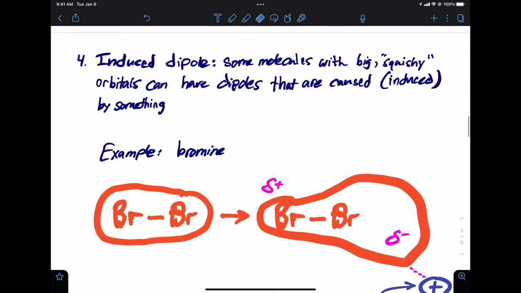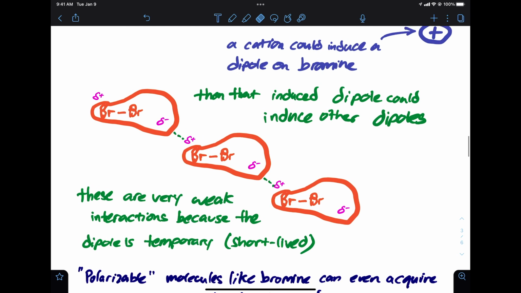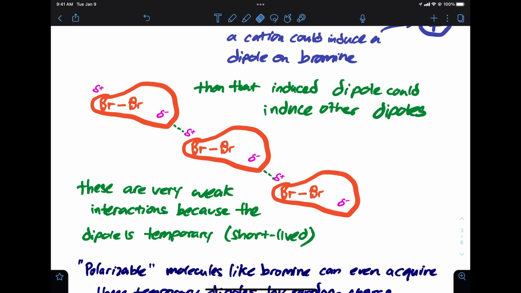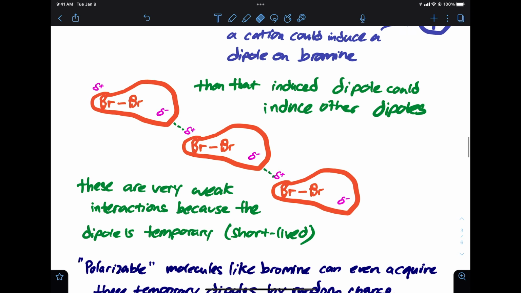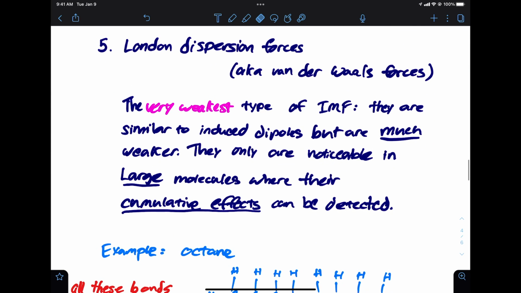Fourth, we had induced dipoles, where we had a nonpolar molecule that was polarizable, that could be given a temporary dipole by virtue of some external charge influence. For example, bringing a cation or an anion near that molecule could induce a dipole, and then those induced dipoles could interact with others. You could have a dipole that induces another dipole, which induces another dipole, and then those can interact. And lastly, the London dispersion forces, also known as van der Waals or Lennard-Jones interactions. All right, that is it.